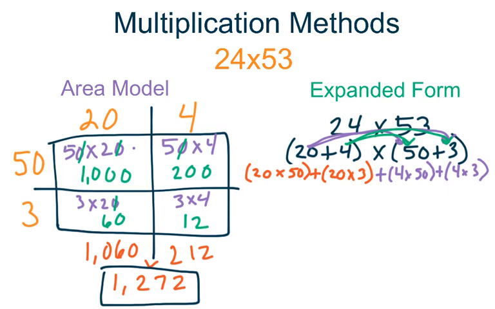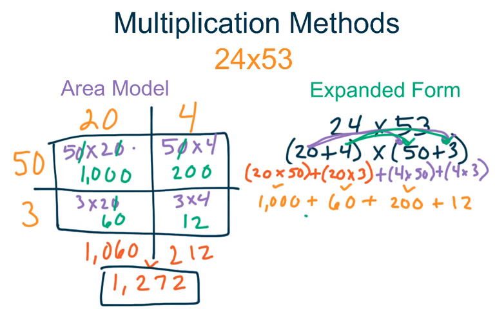Okay, so I expanded and I distributed each number into the other parentheses. So I have 20 times 50, 20 times 3. Then I distributed my 4, 4 times 50, 4 times 3. My next step would be to multiply to find my partial products. And my partial products for my expanded form should be exactly the same partial products that I had in my area model, which they are.